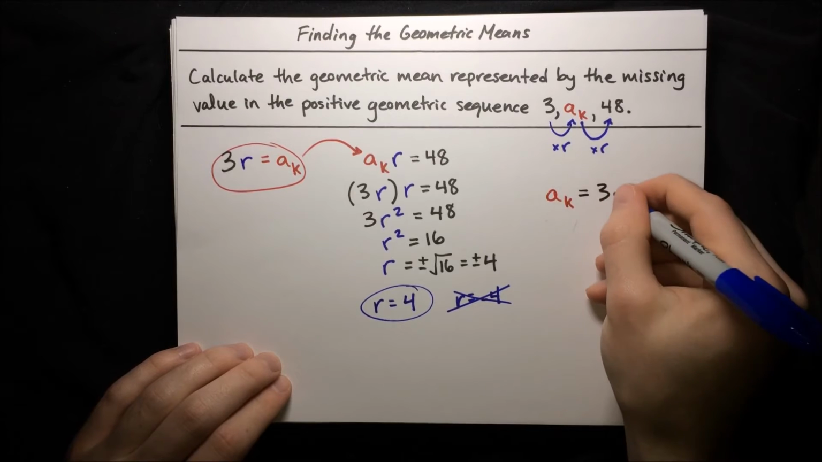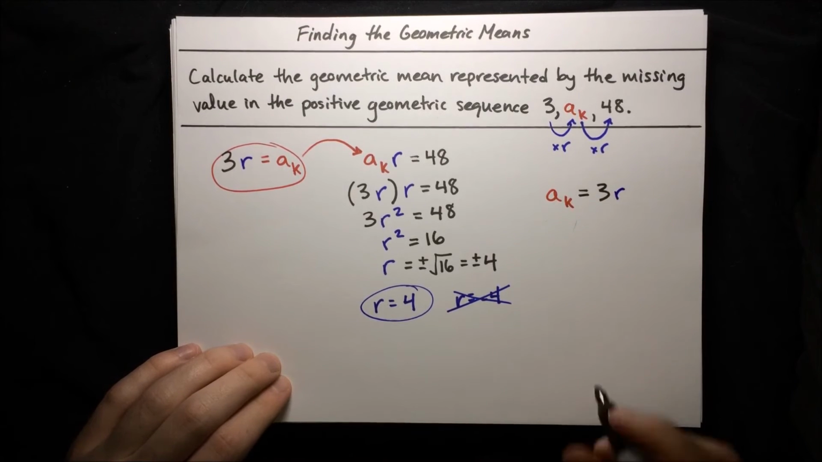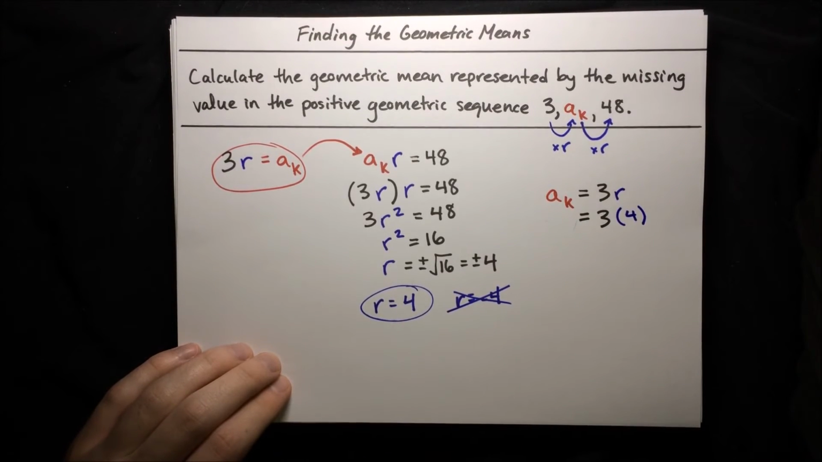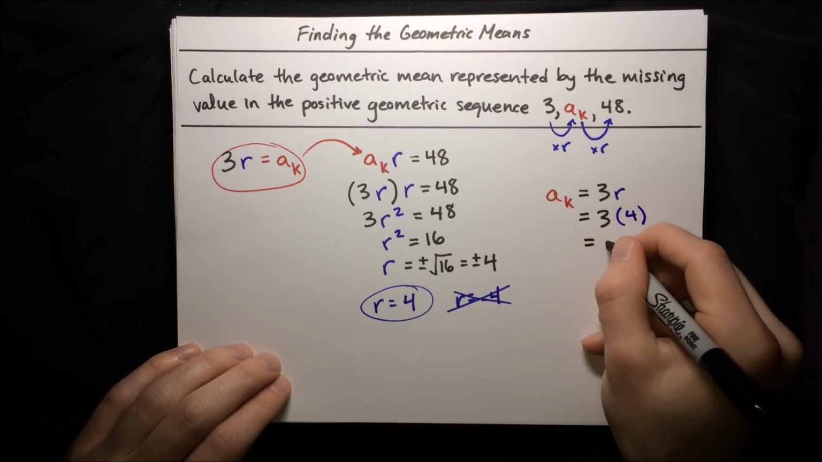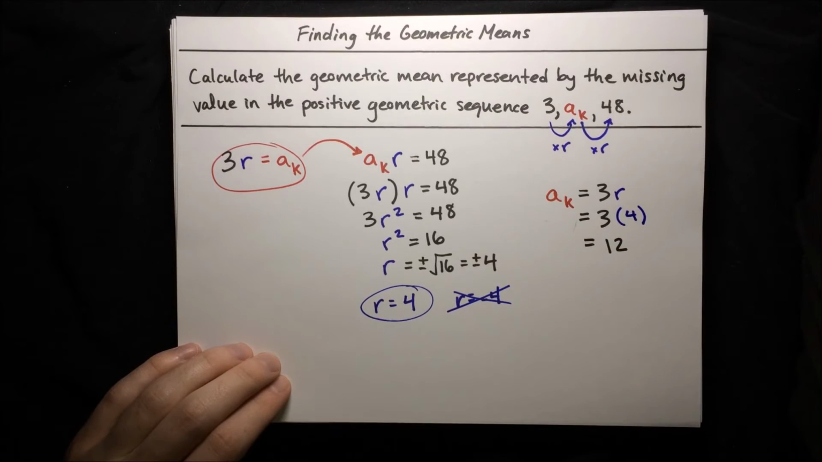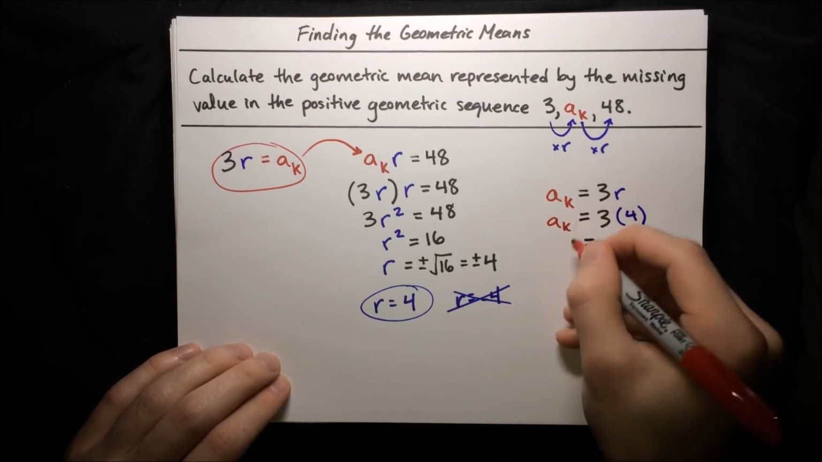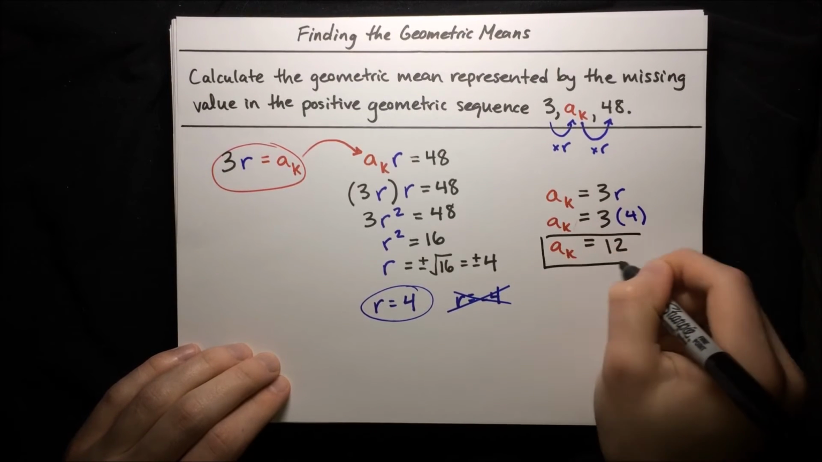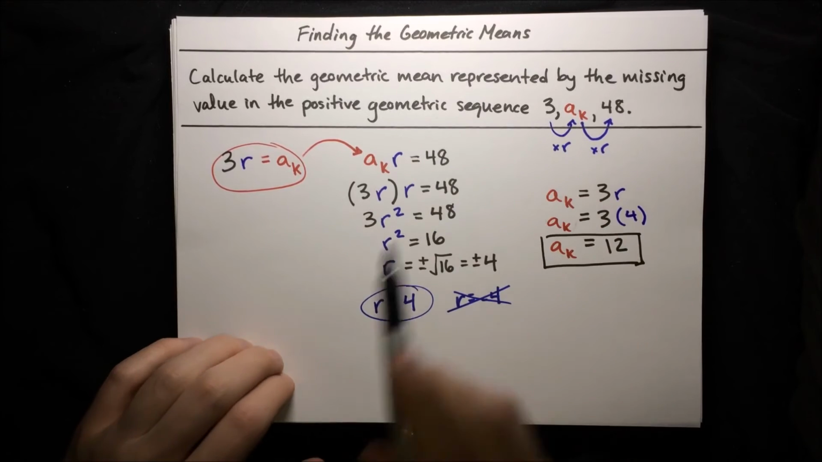And we know what r is. R is just 4, so this is really just 3 times 4. And that tells us AK is just 3 times 4, which is 12. So there we go. AK is just 12. And that's our final result. That is our missing value.